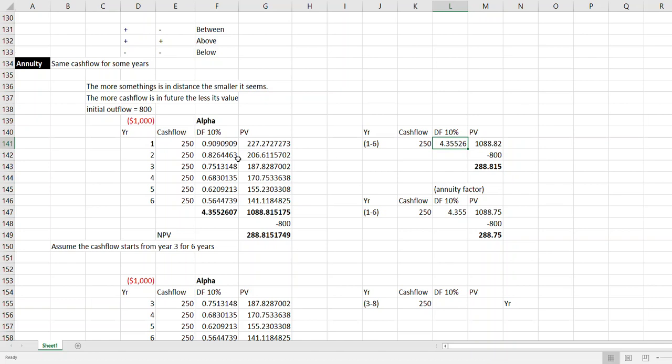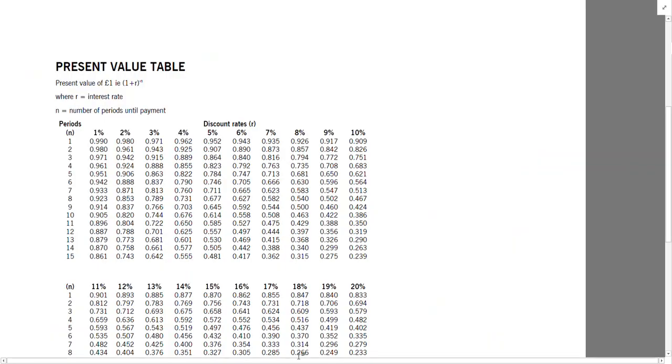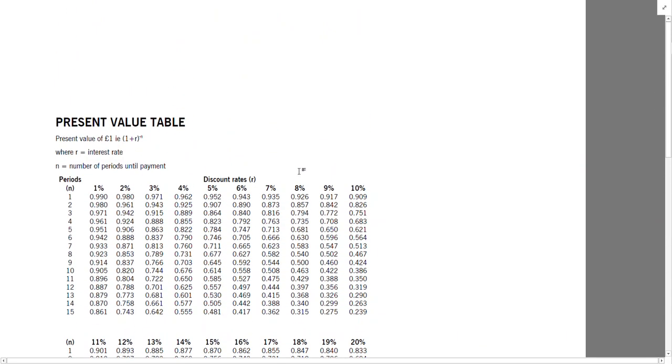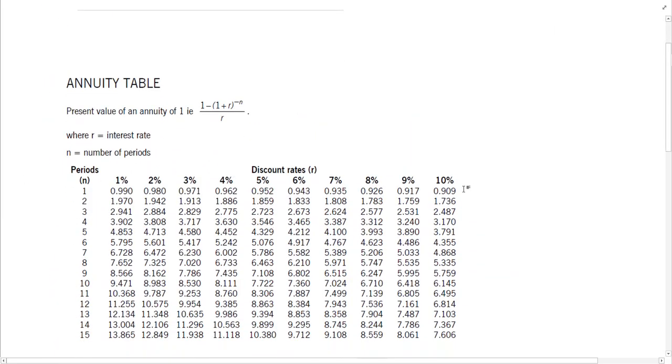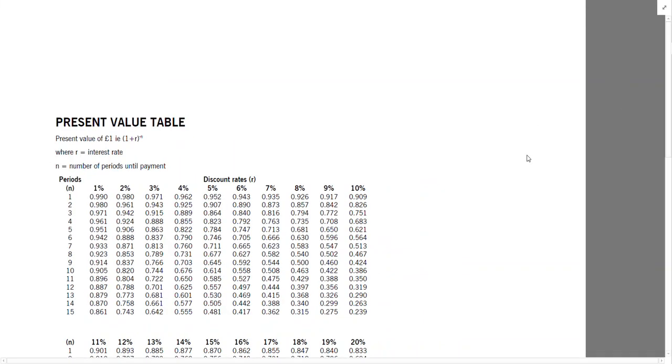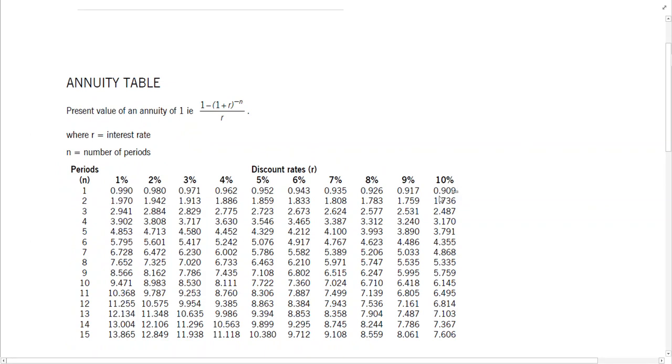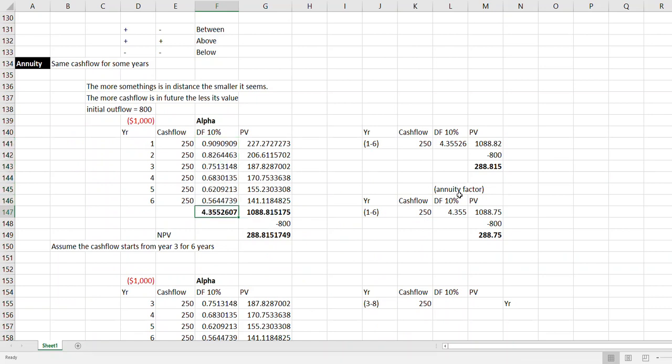Now you don't even have to add this as well. This is also given to you in the exam. We have the discount present value table, and then we have the annuity table. In the discount table, we have year 1 separate, year 2 separate, year 3 separate. But when we look at annuity, year 1 is year 1. Year 2 is year 1 and 2 combined. Year 3 is years 1, 2, 3 combined. So if I look at year 6 at 10%, we have 4.355. And when I calculated it, it was the exact same thing.